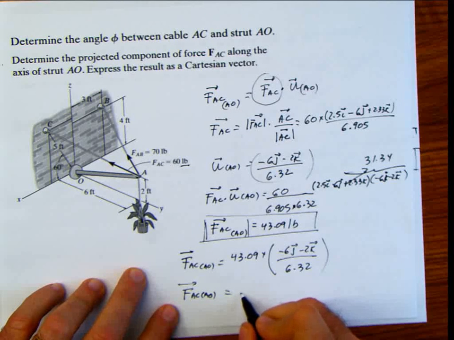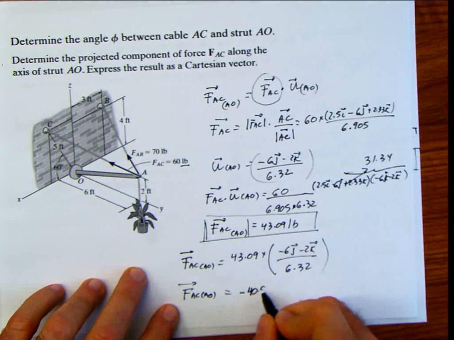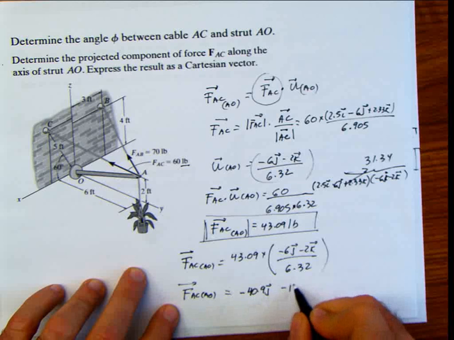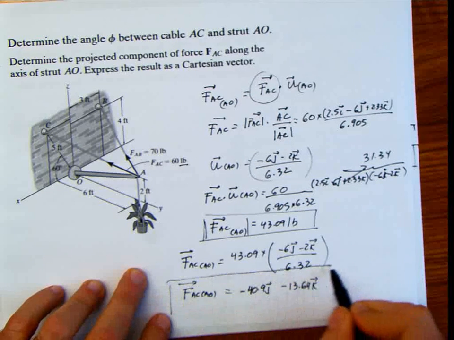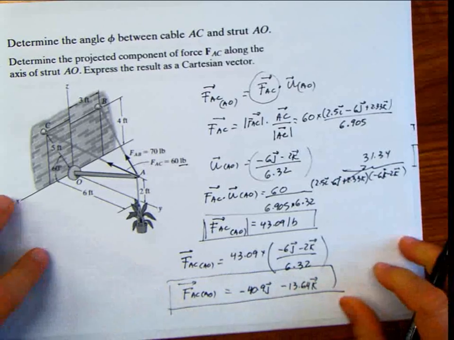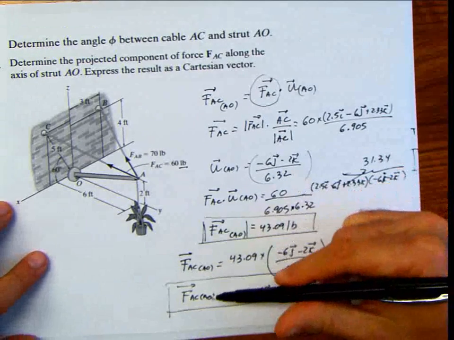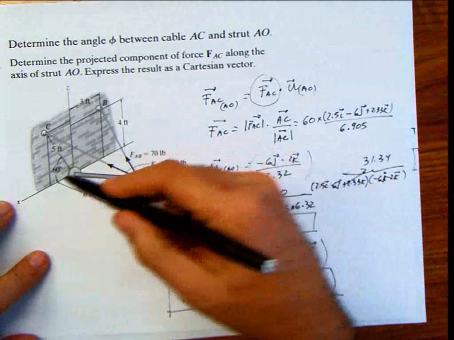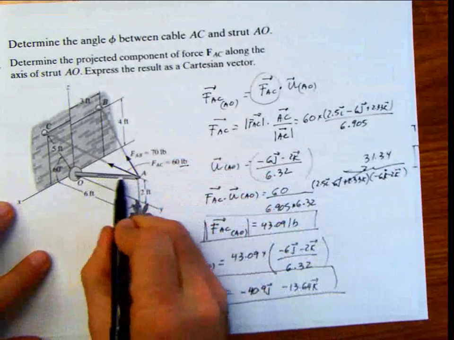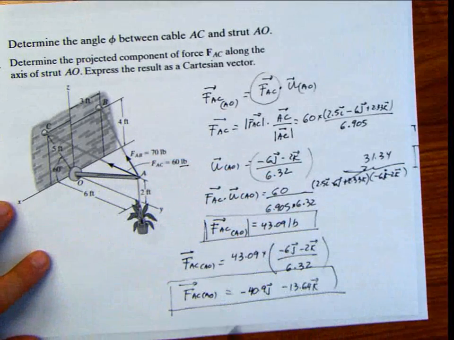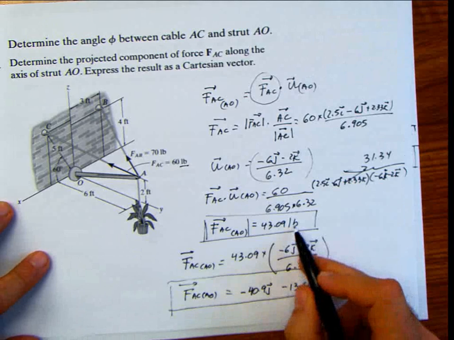And this is going to be equal to negative 40.9j, negative 13.64k. So this will be the projection of the force AC over the strut AO, this strut here, as a vector and in magnitude.